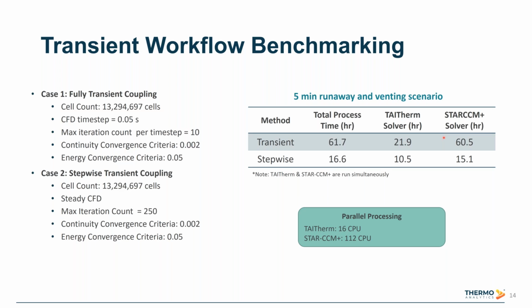And the idea here is that the stepwise approach can increase the viability for these longer runaway scenarios. So, maybe 5 minutes is viable in fully transient, but can we run 10 minutes, 30 minutes with stepwise and then retain sufficient accuracy with that method?